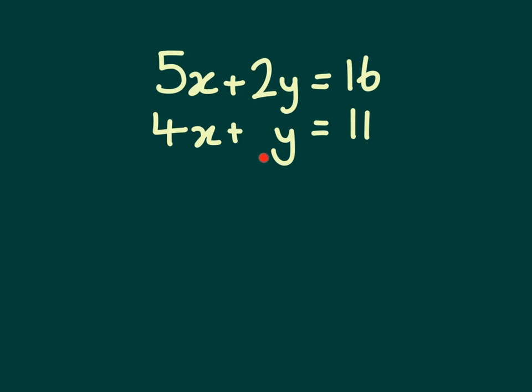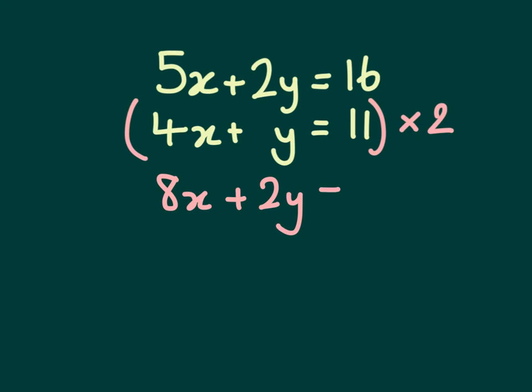If I multiplied that by 2, then I'd have a 2 in front of it. So I'm going to multiply all of that equation by 2. And that's how you mathematically cheat to make the question easier. So I'm going to multiply the 4x by 2, the y by 2, and the 11 by 2. That's going to give me 8x plus 2y equals 22.